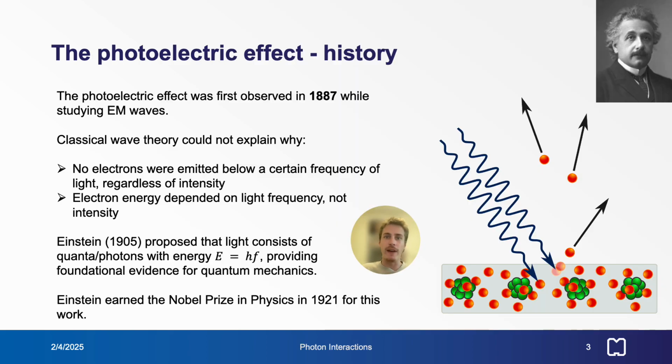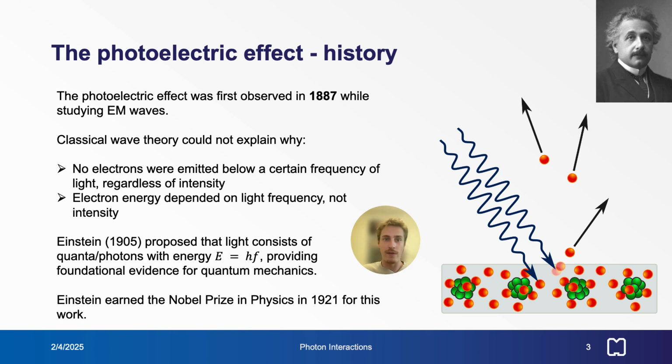The photoelectric effect was first observed in 1887, but this was quite puzzling. This effect was the observation that electrons are emitted from materials that are exposed to electromagnetic radiation. But for one, classical wave theory could not explain why no electrons were being emitted below a certain frequency, regardless of intensity. Secondly, the energy of electrons depended on the frequency of incident light and not the intensity.